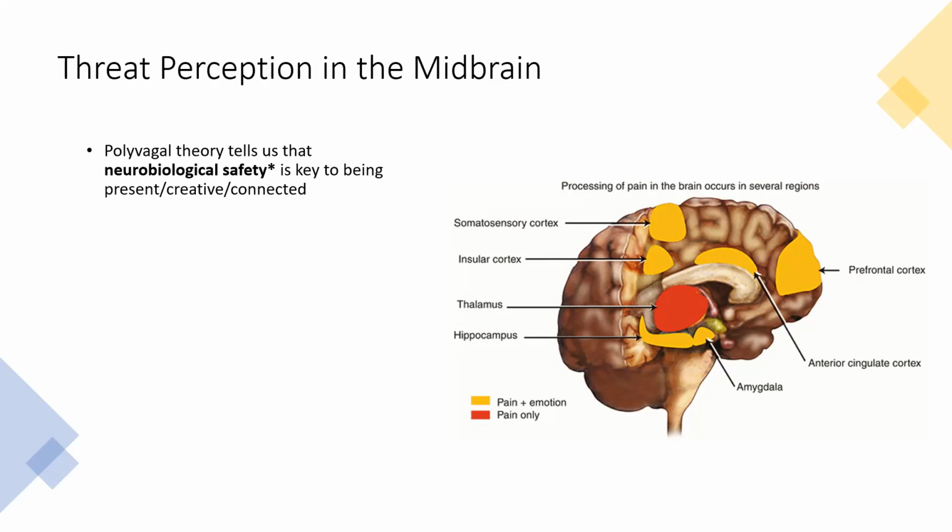Polyvagal theory is quite a recent understanding about the autonomic nervous system, and it says that there is a concept of neurobiological safety, which is the way your vagus nerve, which is part of your autonomic nervous system, transmits information from your body to your brain. And in order to work well, the upper part of the vagus nerve has to connect with others that feel safe. That's what polyvagal theory is all about, really.